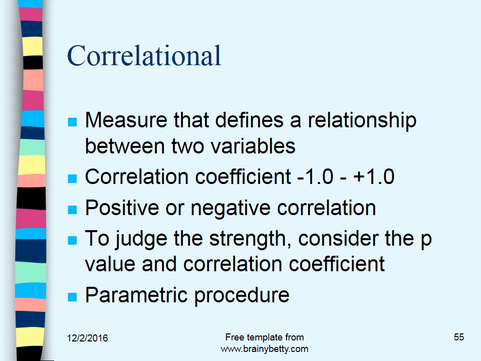Correlational types of data with parametric is Pearson's r. With non-parametric, we're talking about Spearman's rho. It measures a relationship between the two variables. The coefficient is -1 to 1. Remember, the closer you are to 1, whether it be negative or positive, the stronger the relationship. And you've got to consider the p-value and the correlation coefficient. With parametric procedure, we're talking about Pearson's r.